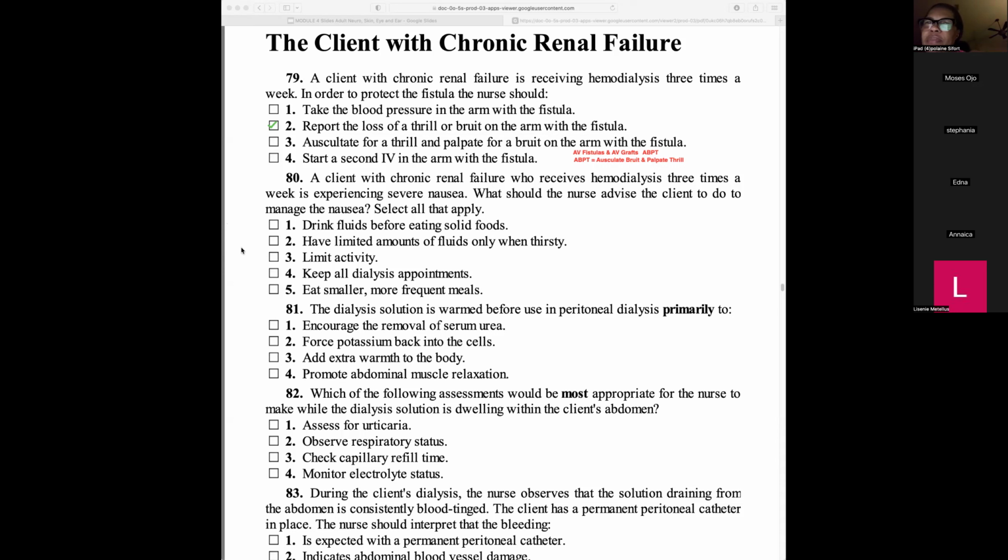Okay, so let's do another question. Number 80, a client with chronic renal failure who receives hemodialysis 3 times a week is experiencing severe nausea. What should the nurse advise the client to do to manage nausea? Select all that apply.